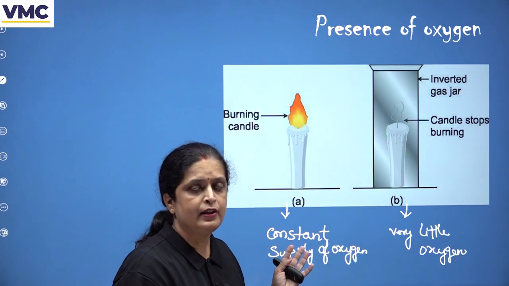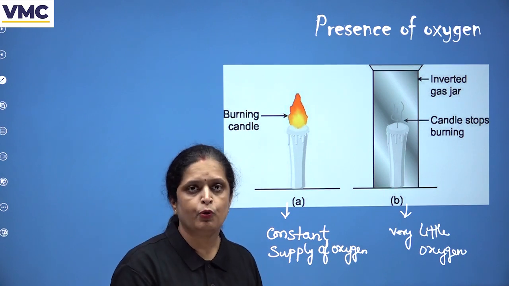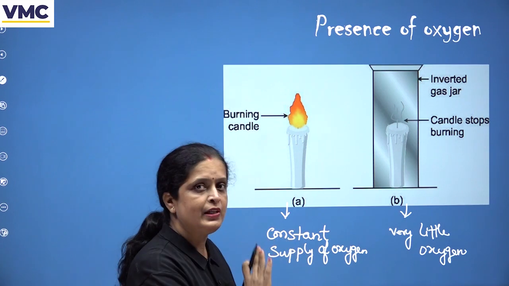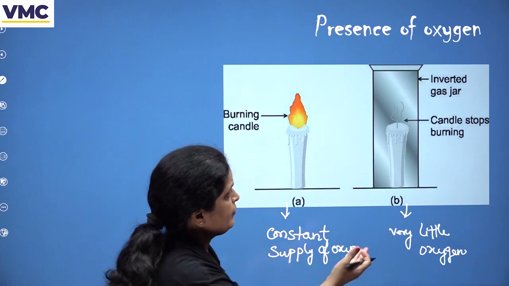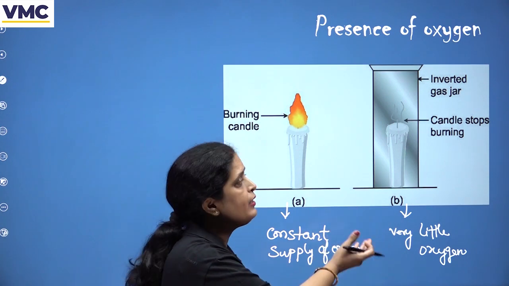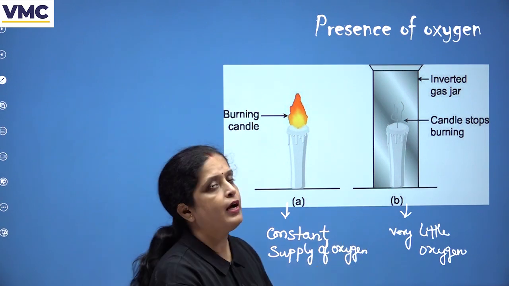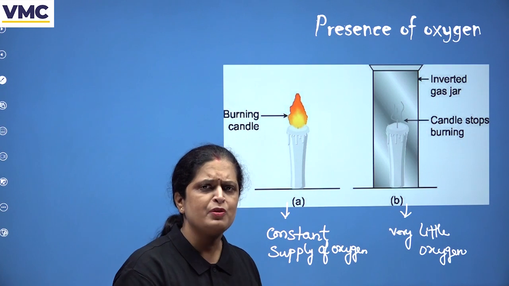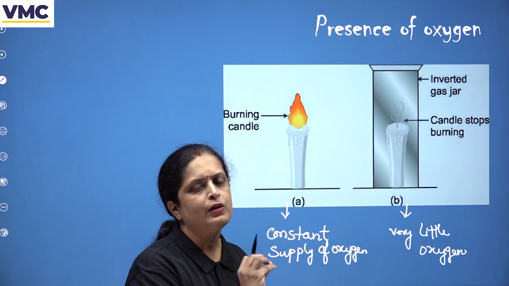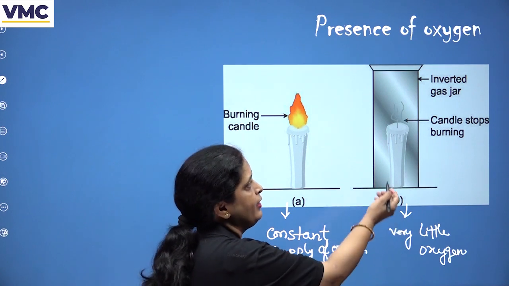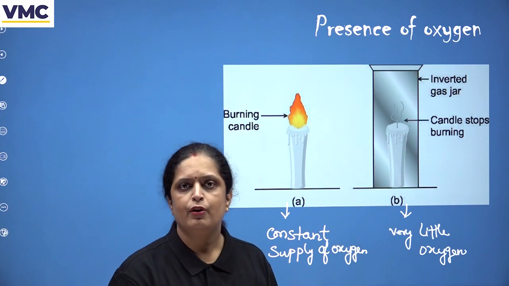Now, in the first case, this candle is burning in presence of oxygen. Nothing is kept over the candle और ये आराम से जल रहा है. The combustion process will continue. In the second case, we have put an inverted glass jar over the candle. What happens because of this? The candle will only burn till the time there is oxygen present in it, and later the candle will extinguish, indicating that oxygen is a must for combustion.